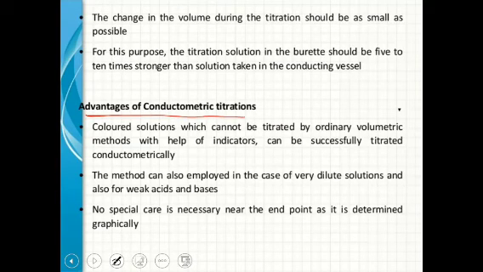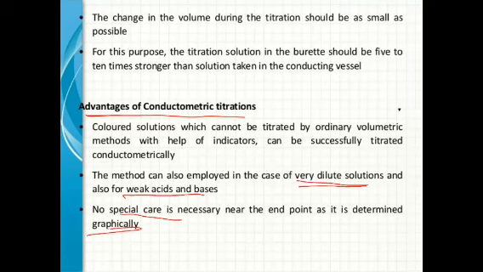The method can be employed in the case of very dilute solutions. It is also very useful to determine the endpoint for very dilute solutions, and also very useful for weak acids and weak bases. Another advantage is that for conductometric titration, no special care is necessary near the end point, as it is determined graphically. So these are some advantages of conductometric titrations.